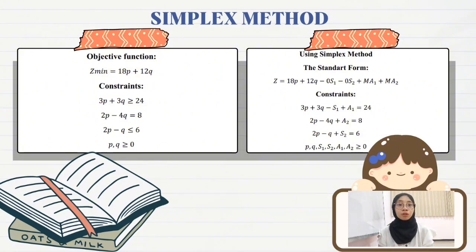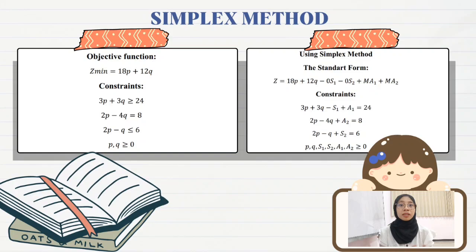For the second constraint, 2p minus 4q equal to 8, we add an artificial variable a2 because it's an equality. So, 2p minus 4q plus a2 equal to 8. For the third constraint, 2p minus q less than or equal to 6, we add a slack variable s2. So, 2p minus q plus s2 equal to 6. The objective function becomes z equal to 18p plus 12q minus 0s1 minus 0s2 plus Ma1 plus Ma2.